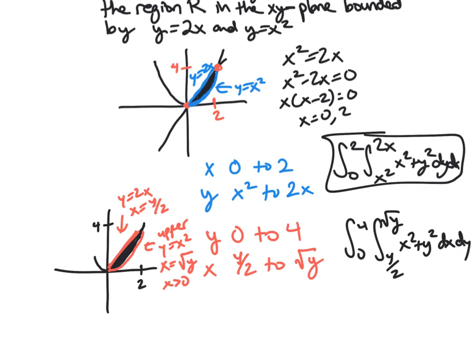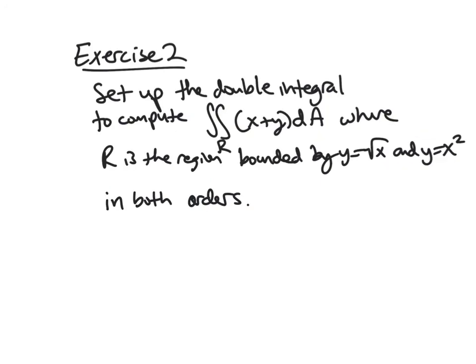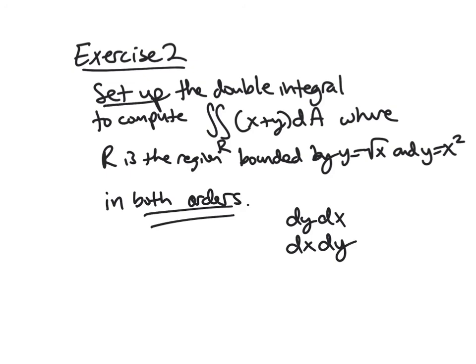And it's useful to be able to go in either direction because sometimes you will find it much easier to integrate with respect to one variable first instead of the other one. So for your second exercise, I want you to set up the double integral over the region R, bounded by y equals the square root of x and y equals x squared in the xy plane in both orders, right? So I want you to do the dy dx, and I want you to do the dx dy version. Okay, so this is just practice setting it up. You don't have to actually compute it. Okay, so just set it up.